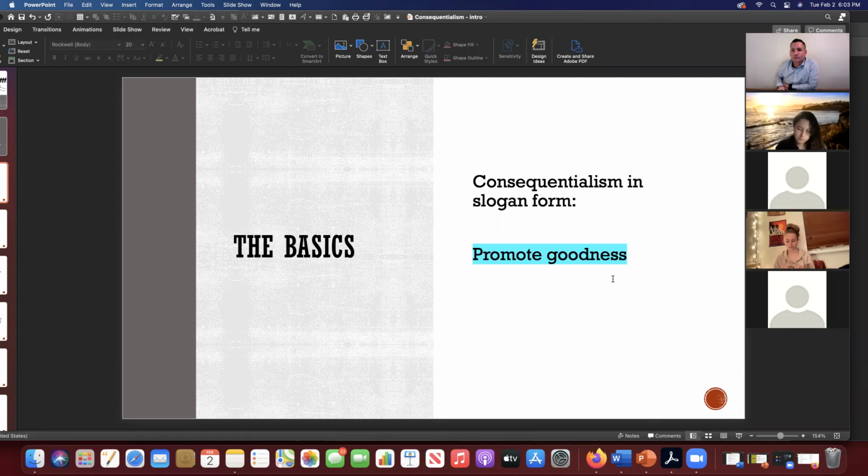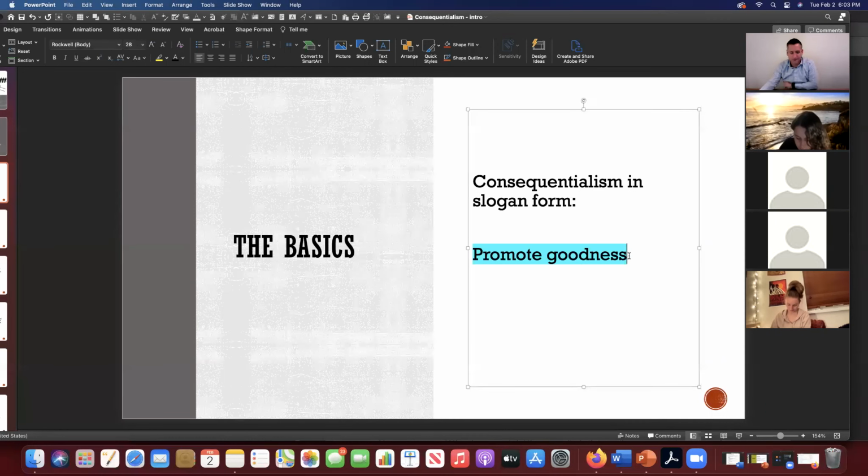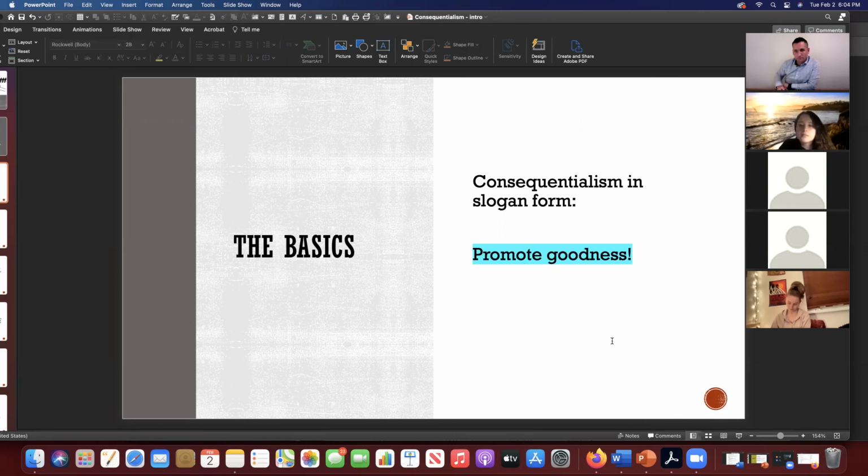So in slogan form, consequentialism could be understood as the view, promote goodness, where the promote goodness claim should be understood maybe in imperatival form. It's not just a friendly suggestion that you bring about goodness, but it's required of you that you do. So maybe you could understand it as promote goodness exclamation mark to capture the fact that this is an imperative, not a friendly suggestion.